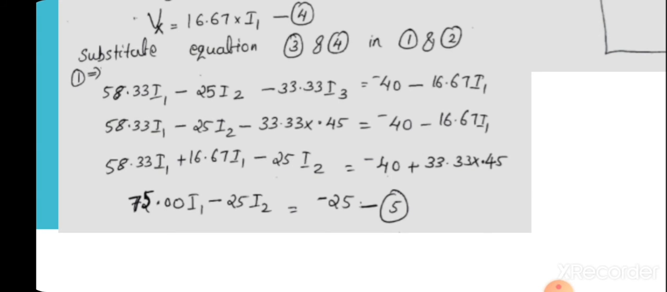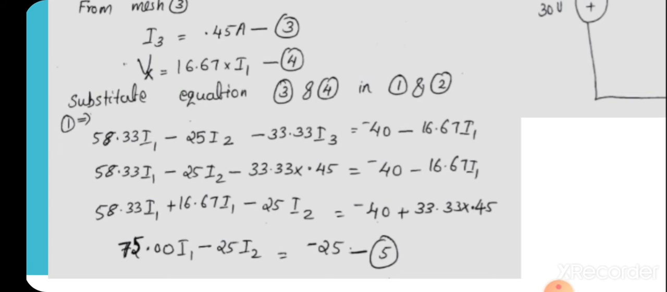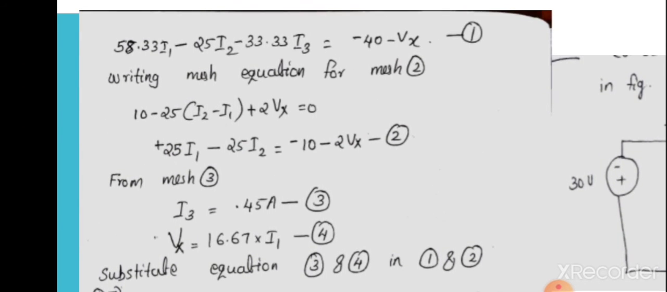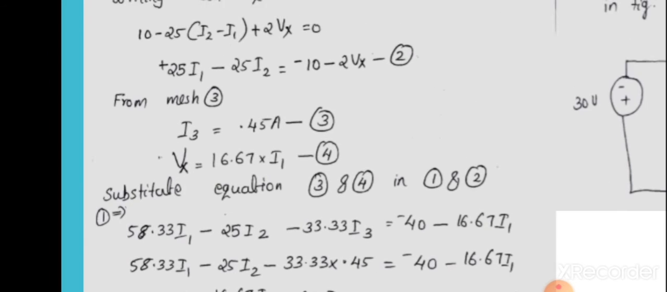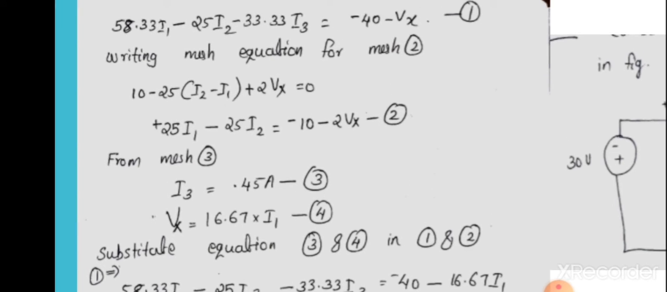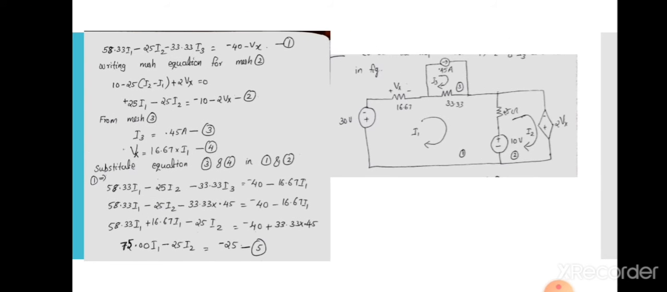That is the fifth equation. You got an equation by simple application of Vx and I3 values in equation 1. So we got another equation, equation 5. You know that equation 5 contains I1, I2 as unknown variables. Similarly, we can substitute the Vx into equation 2 also. We know from equation 4 that Vx equal to 16.67 I1, and we can substitute its value in equation 2.